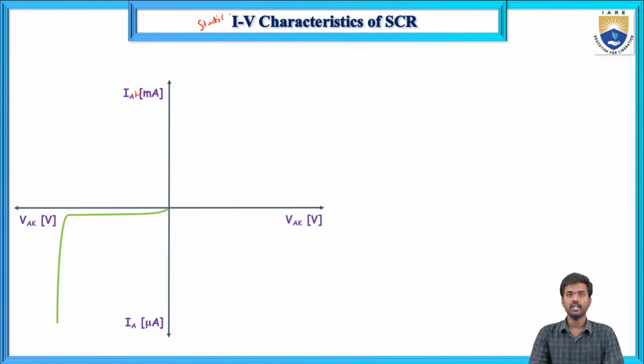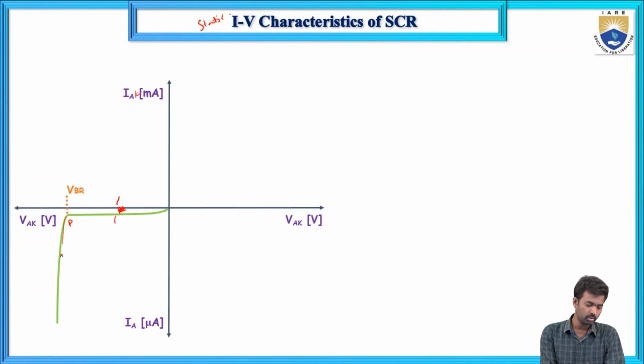When the SCR is in reverse bias, J1 and J3 junctions are reverse biased and the J2 junction is forward biased. A small amount of current may flow. That small current is known as the reverse leakage current, which is in microamperes. In that case, it acts as an open switch that offers high impedance. This region is the reverse blocking mode.